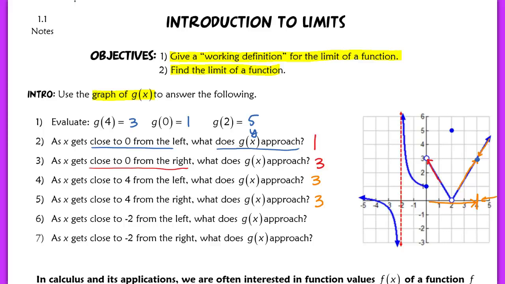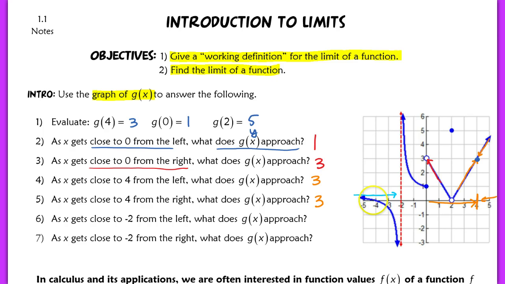Now question number 6 asks, as x gets closer to negative 2 from the left, what value of y does your function approach? So in this case, if I actually let x equal negative 2, I do see a vertical asymptote there, which means negative 2 is not in the domain of the function because g of negative 2 does not exist, right? But who cares about that? We don't really care what happens at negative 2. We just want to know when x approaches negative 2 from the left, what happens to that y value.